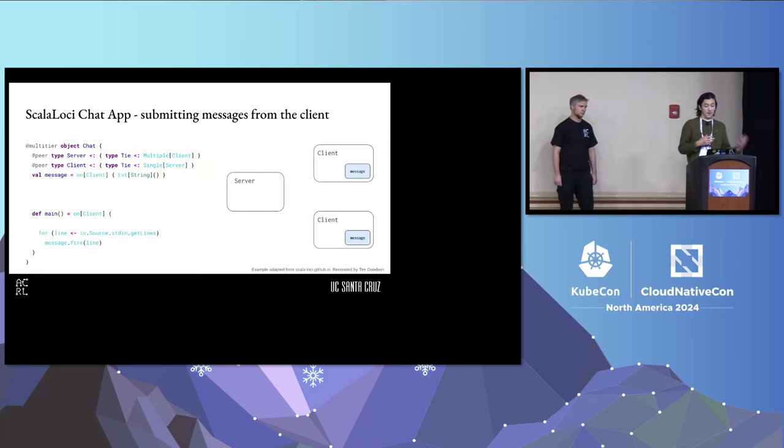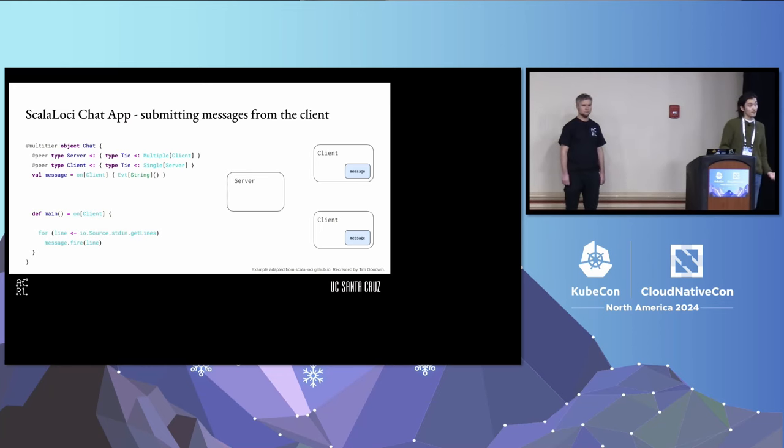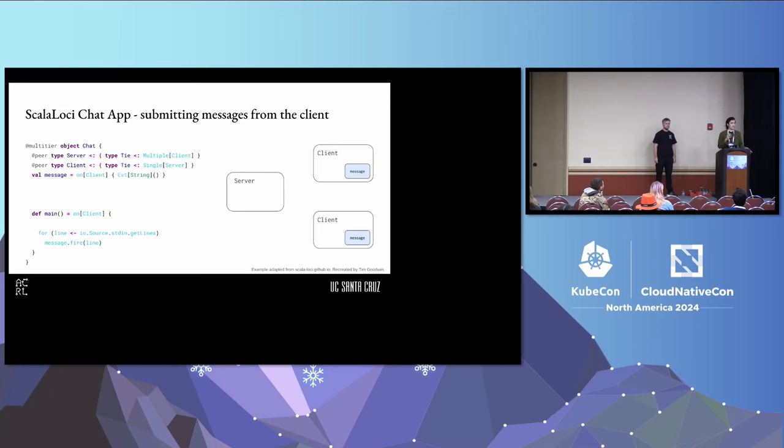And then to handle clients submitting messages to the public message board, we can use what's called a placement type in Scala Loki. So in this language, both data and functions can be declared with respect to a tier. So here, we're working under a reactive programming paradigm and declaring an event type that we're calling message, and it's been declared with respect to the client tier. And then we're also writing a main routine that's similarly placed on the client, in which we're going to be reading lines from standard in and firing off these message events.